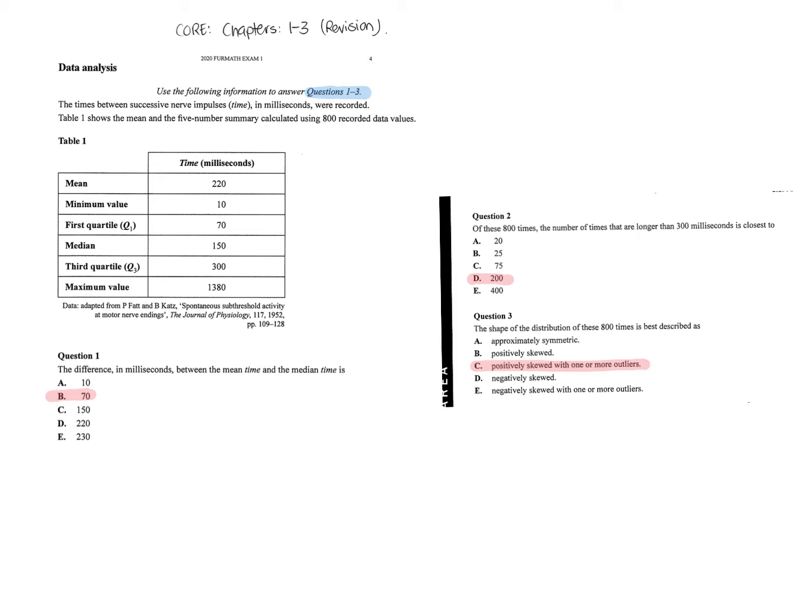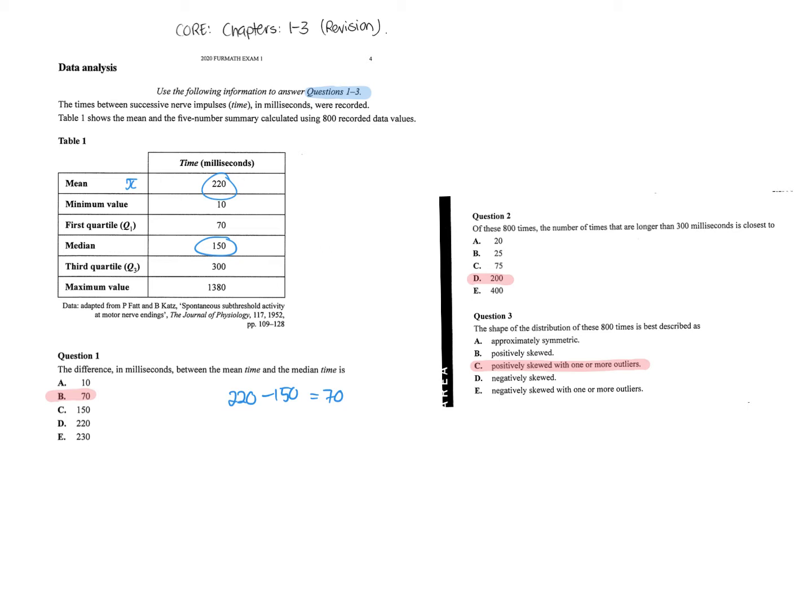Okay, the difference in milliseconds between the mean time and the median time. So you can see up here, this was the mean and this is the median. So for the difference, you just had to do 220 minus 150, and that's how they got the 70.